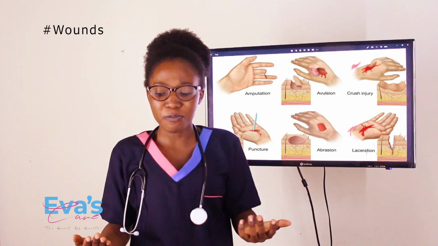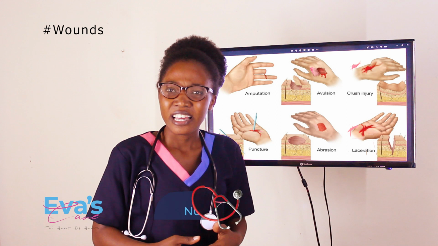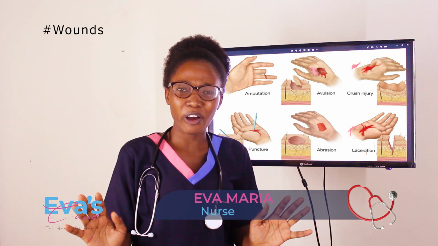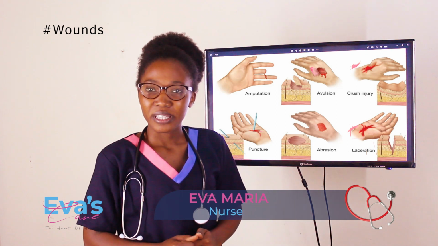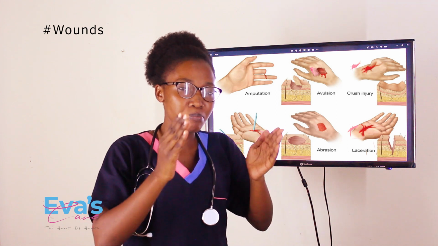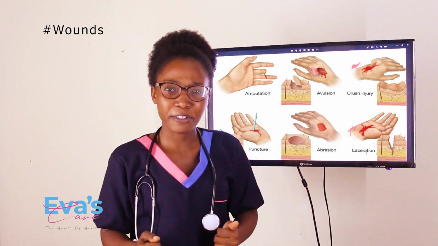We have other causes of wounds, and these include gunshots, motor accidents, piercings, and animal bites, among other causes. How do you know that a wound is infected? We do work on wounds to stop bleeding and to avoid infections.